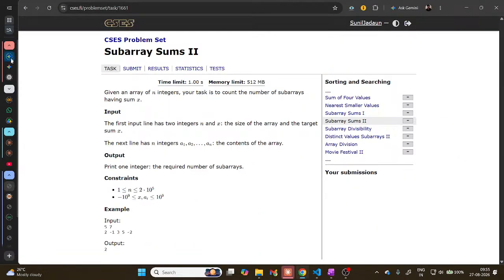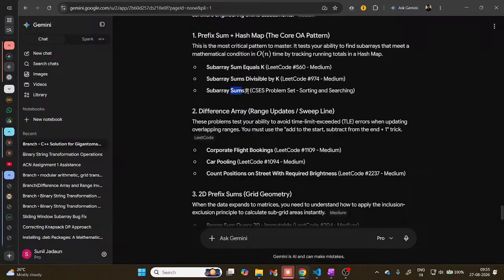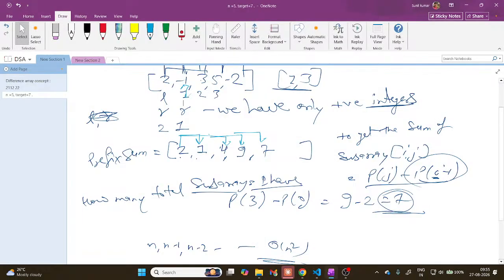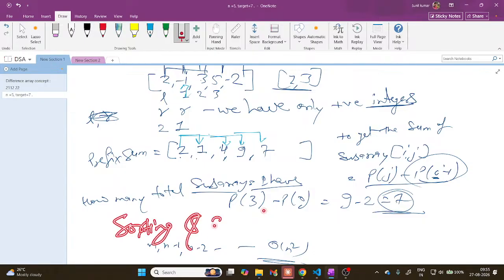Is there any trick given in this? I think sorting and searching. Oh, so the category is very different, right? Sorting and searching. So is there any hint in this sorting and searching, right? Sorting and searching.